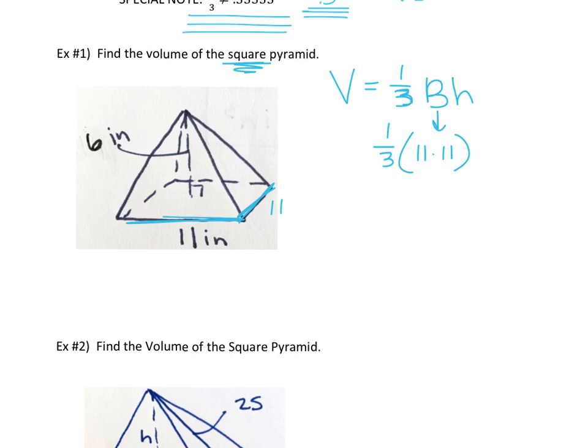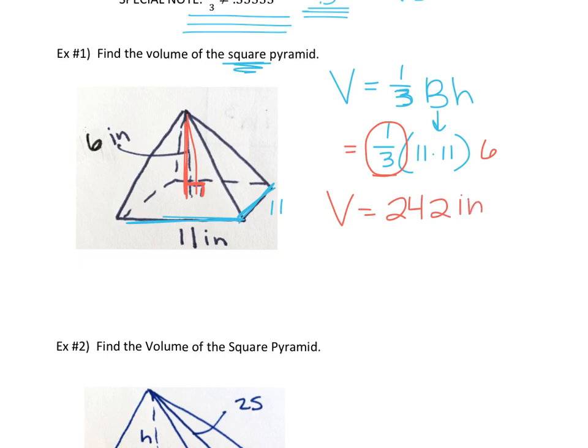And then the height is always the one that's perpendicular. Okay, perpendicular would be the 6. So you're going 1/3 times 11 times 11 times 6. Plug that into your calculator exactly how you see it. Make sure this is 1/3, not 0.3. And when you plug that in, you get 242.